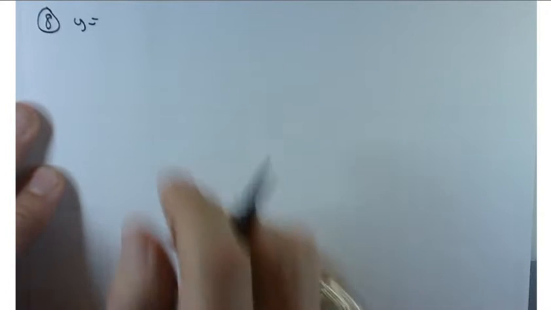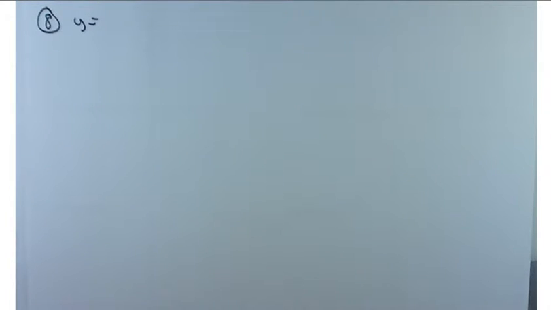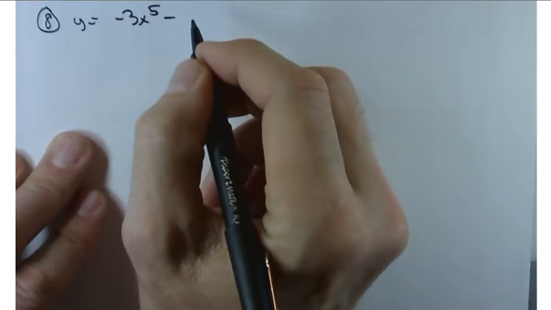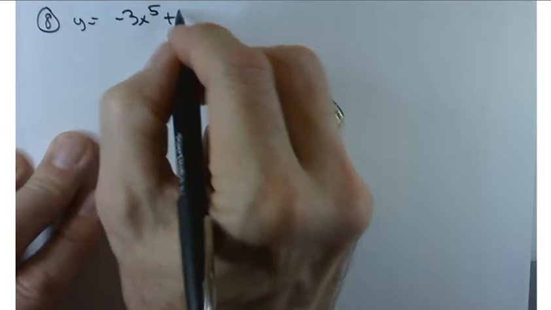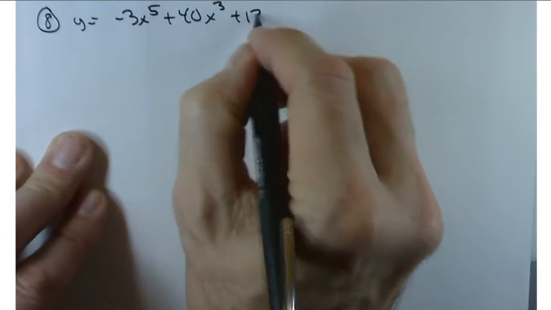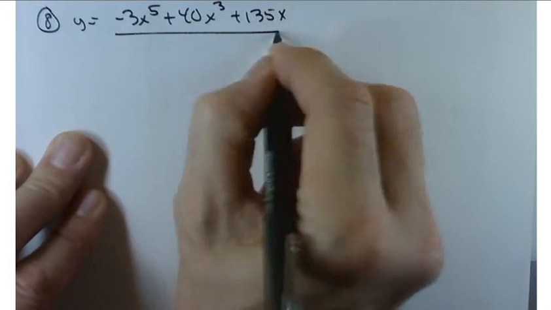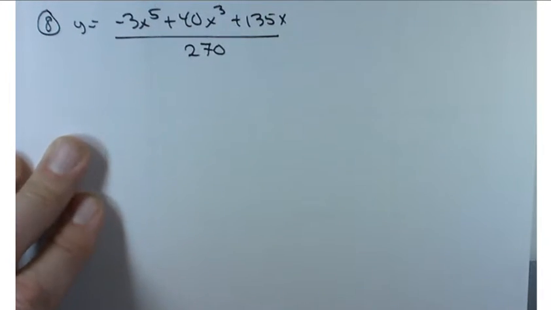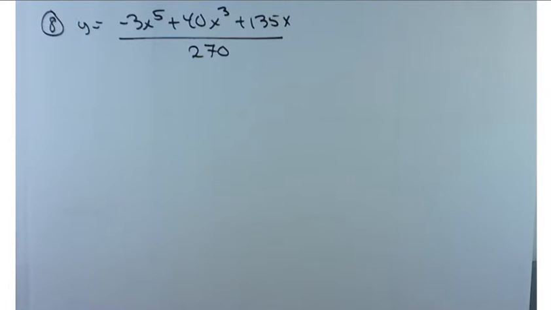For problem number 8, y equals negative 3x to the 5th plus 40x cubed plus 135x, divided by 270. Ooh. Derivative of this looks like it's going to be a little bit of a pain.